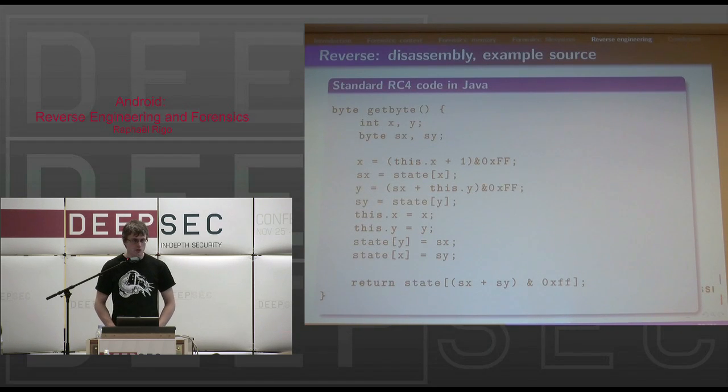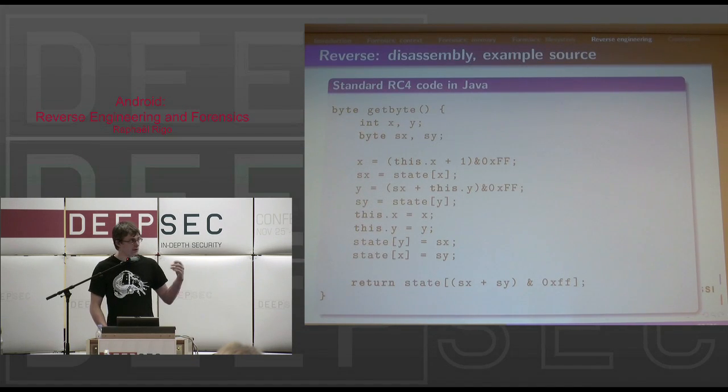Just going to show you a little example. So this is just a standard RC4 cipher code written in Java. Just the get byte function from RC4, and we're going to see how it's done in practice. There is nothing much particular here, just attribute access in local variables, and that's it.